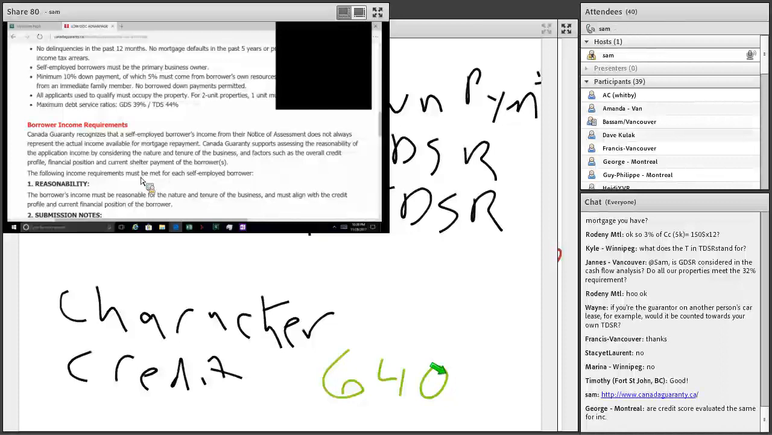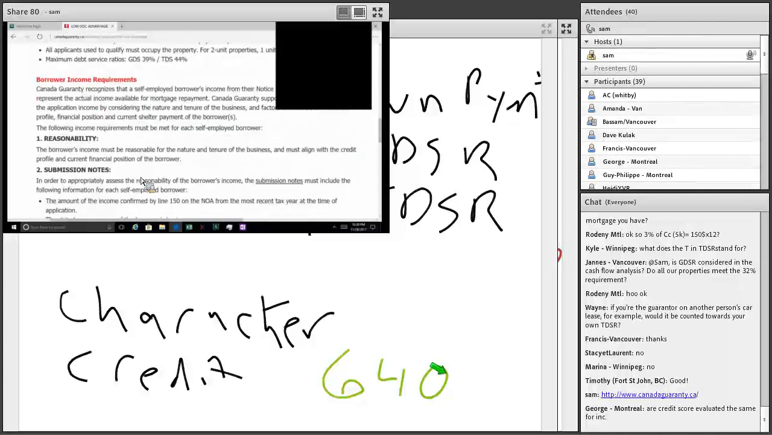Well, with self-employed people, construction workers, hairdressers, bartenders, etc., these industries don't always declare how much they're making. So this program here accounts for that. So they say, okay, we recognize that you're in an industry where you might not declare your income. Tell us how much you make, and we will accept your stated income if it's reasonable. Right? So read it here. It says borrower income requirements. Canada Guarantee recognizes that self-employed borrowers' income on the notice of assessment doesn't always represent their actual income. So they're saying, tell us how much you make, and if it's reasonable, we'll consider it.